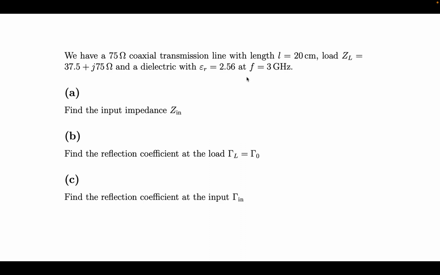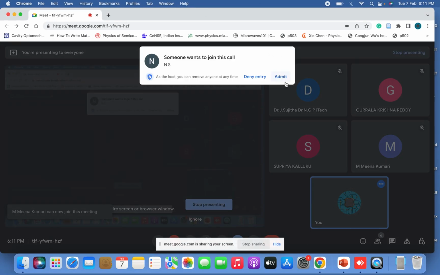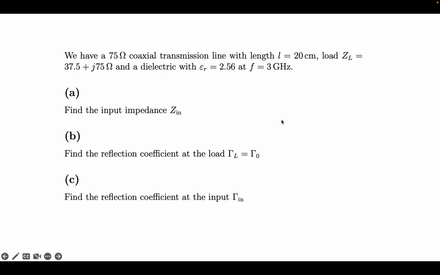We have a 75 ohm coaxial transmission line which has a length of 20 centimeters, and the load impedance at the end of the transmission line has a real plus an imaginary part. The real part is the resistance, this is the reactance, and the line also has a dielectric constant of 2.56 at a frequency f equal to 3 gigahertz. There are three parts to this problem. First, you need to calculate the input impedance, that is, the impedance seen by the transmission line.